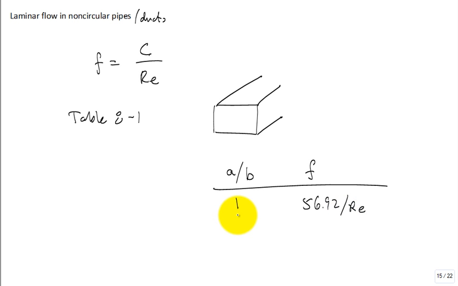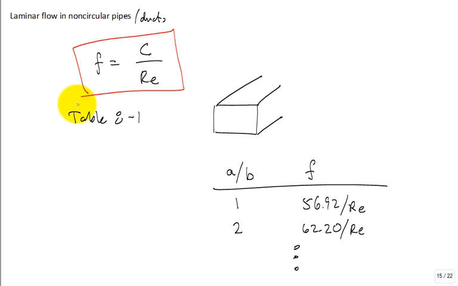What happens if it's not a square duct, but its ratio is 2? It's a different ratio, like 2. Then it's 62.20 divided by the Reynolds number, etc. So the pattern of having the friction factor equal to a constant divided by the Reynolds number is the general pattern for triangular, elliptical, rectangular ducts, as well as circular. Okay.